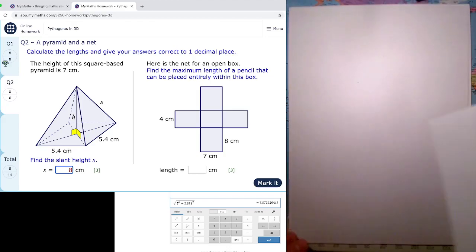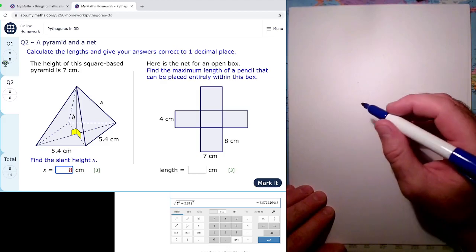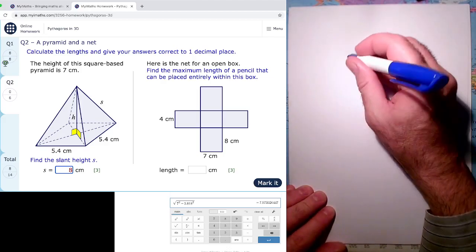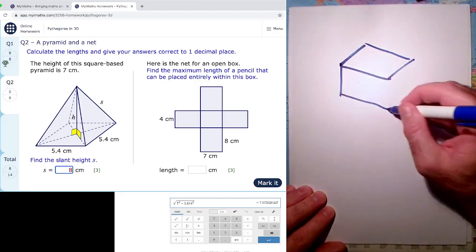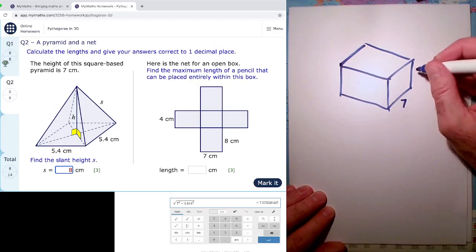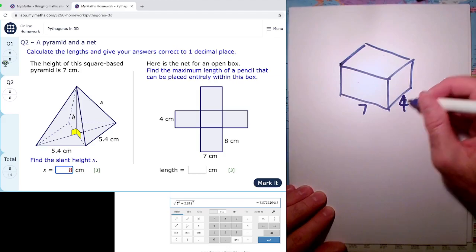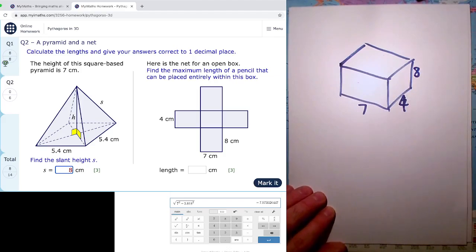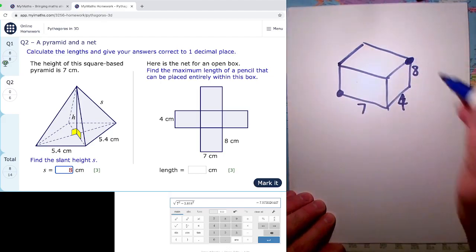Okay, on to the next question. It says, here's the net for an open box. Find the maximum length of pencil that can be placed entirely within this box. Okay, so if we imagine that actually constructed, so 7 one way, let's make that the 7, that the 4, and that the 8. Not really to scale, but it doesn't matter. And we want the corner to corner length.